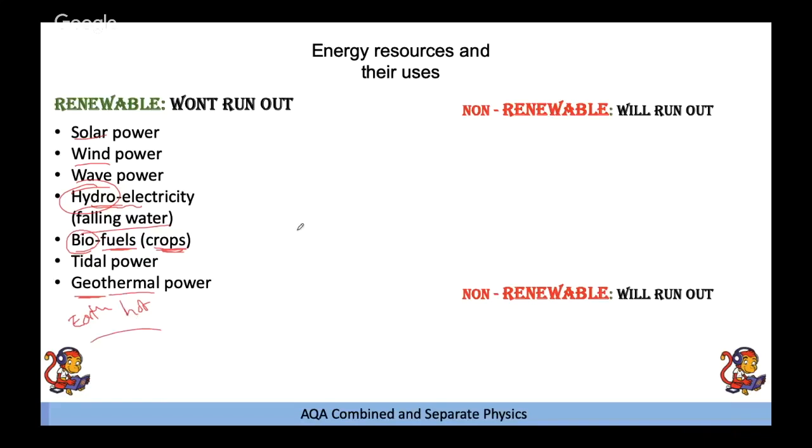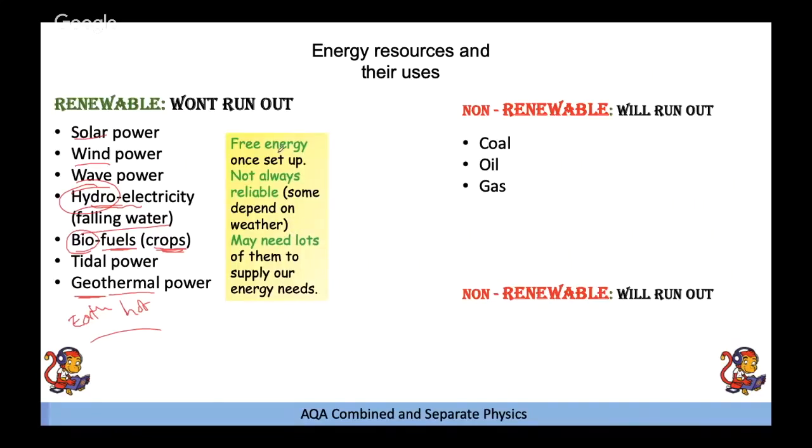Okay. Now, some key points here. These renewable ones are free energy. Really worth saying that once it's set up, it's free. They're not always reliable. So which ones are not reliable? Solar, wind, wave, they all depend on the weather. Now these next ones could really be described as reliable. Geothermal only works in certain places though. You might need lots of them to supply our energy needs. Okay, you'll need thousands of wind turbines to replace a coal power station, for example.